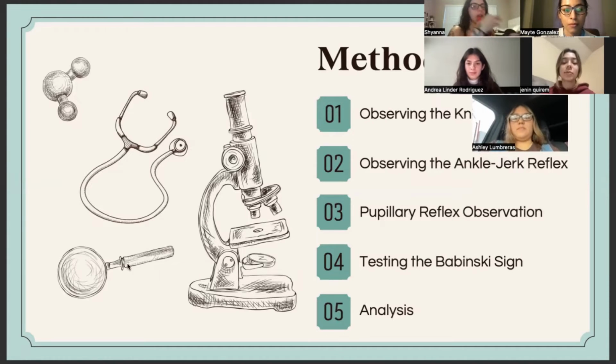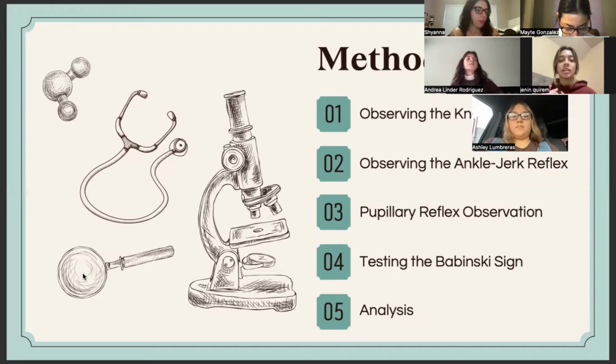So the methods that we used, really quickly: first we observed the knee jerk reflex, then the ankle jerk reflex, and then we did the pupillary reflex observation, and then we tested for the Babinski sign, and then we did an analysis.